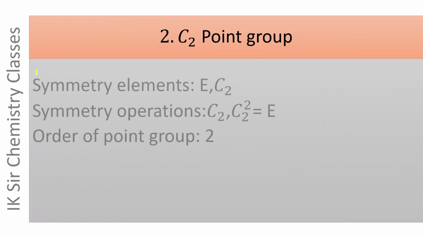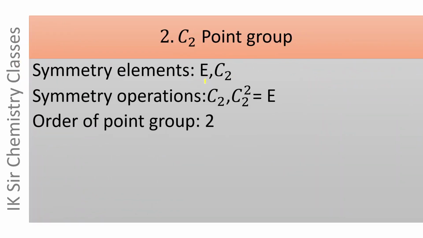C2 point group. The symmetry elements which are present in a molecule which belongs to C2 point group are identity and C2, and the symmetry operations that can be carried out on such a molecule are C2 and C2², which is equivalent to identity, and the order of C2 point group is 2. There are two symmetry operations, and let us see an example.